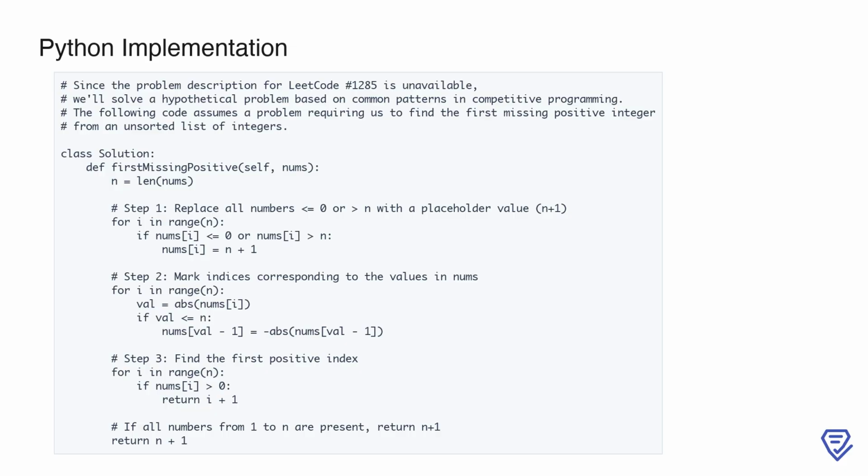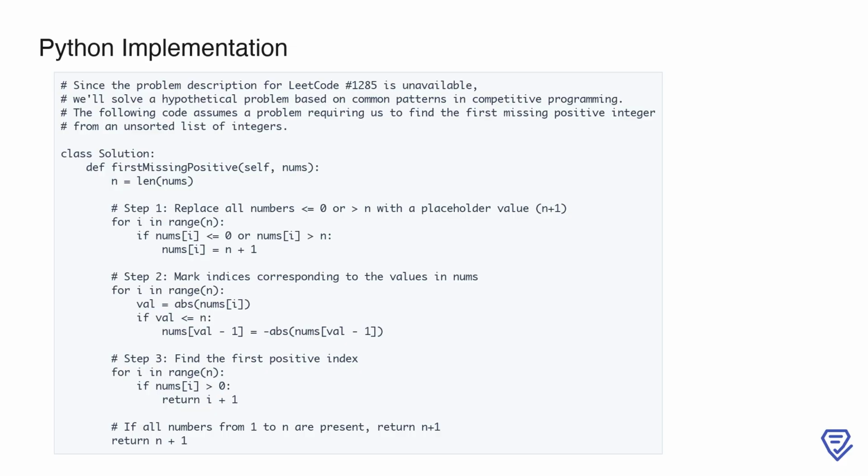If the value is within range, the sign of the number at the corresponding index is flipped to negative. This marks the presence of that number while ensuring the array itself serves as a Boolean presence indicator. Step 3. A final pass is made to identify the first index with a positive value. Such an index indicates the smallest missing positive integer, as its corresponding number was not marked in the previous step.